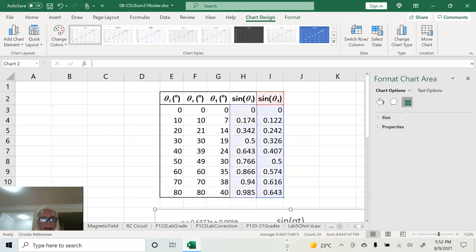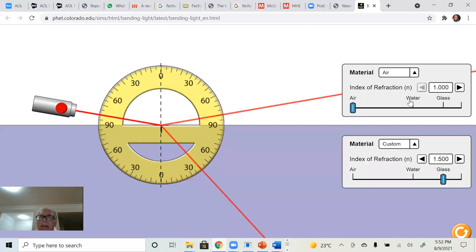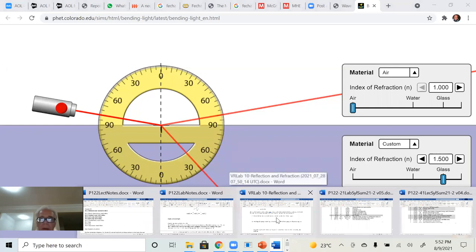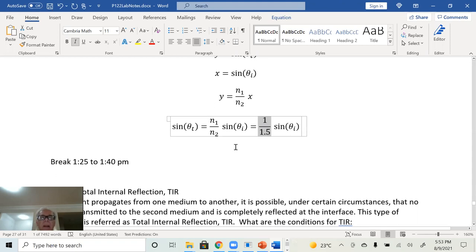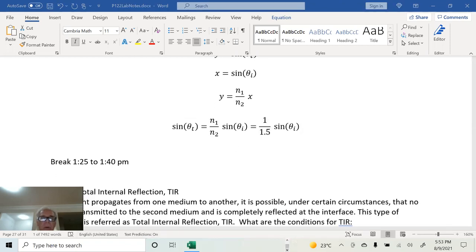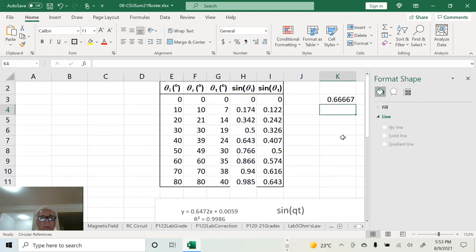What I didn't write down was the refractive index, right? What refractive index are we using here in the simulation? Not this one right here. Refractive index of the air, refractive index of the glass, right? 1.5 and 1. Here you go, lab notes. The slope should be 1 divided by 1.5, that is, 1 divided by N2. Let's see if it matches our prediction, our experimental result. I'm getting 0.666, right? Here you go, 0.64. There's a small percentage difference here.